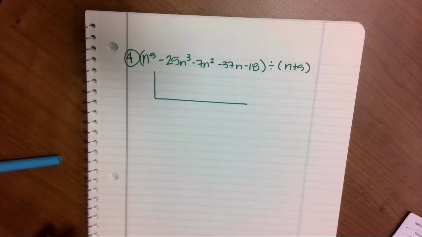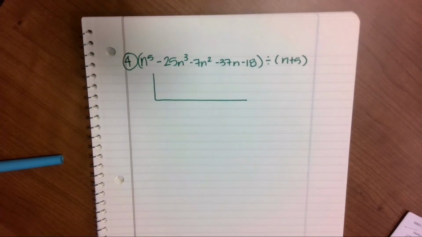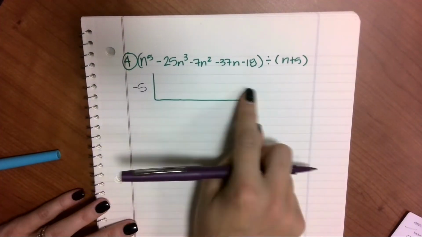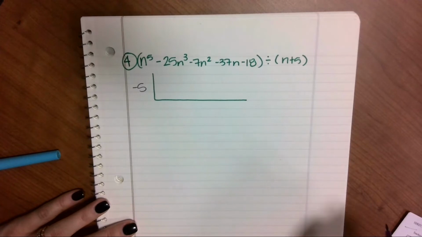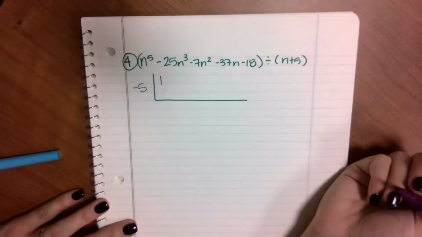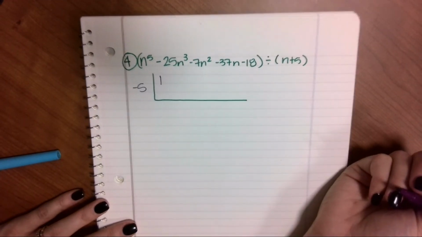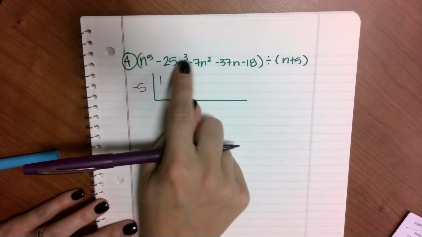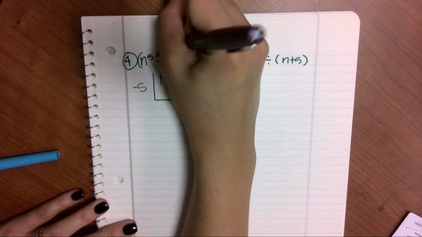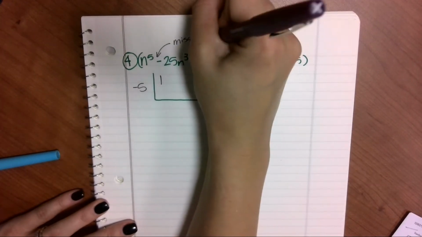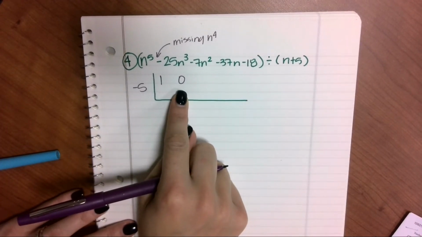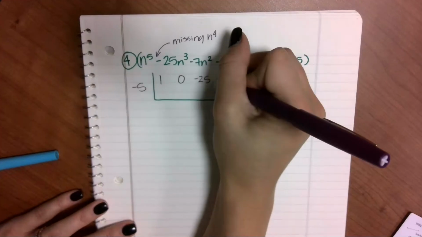What is going to go on the left outside part? Negative 5. What are my numbers that are going inside here? What's the first one going to be? Next one? Nope. I go 5, 3, 2, 1. I'm missing what? 4. So that means I need to put a 0 right there where I'm missing it. And then you can have the negative 25 and finish it out.